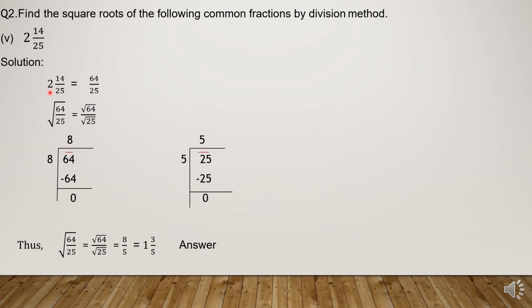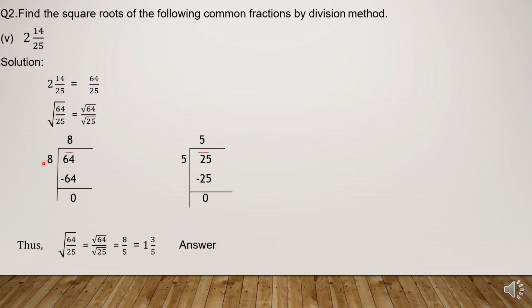So we have converted this mixed number into an improper fraction, that is 64 by 25. Improper fraction means numerator greater and denominator smaller. Proper fraction means numerator smaller and denominator bigger. You know very well all of these things. So now we will find the square root of 64 by 25. How? With the same method as we did in the previous question. Take separate square root of 64 and 25 with the same method.